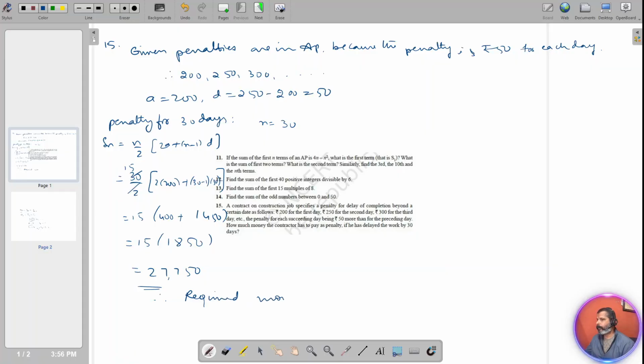Therefore, the required money the contractor has to pay is rupees 27,750. That's it. That's the answer for that.